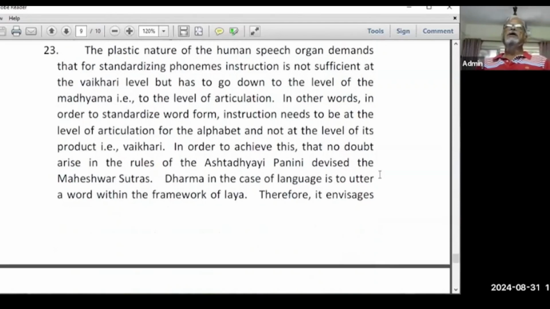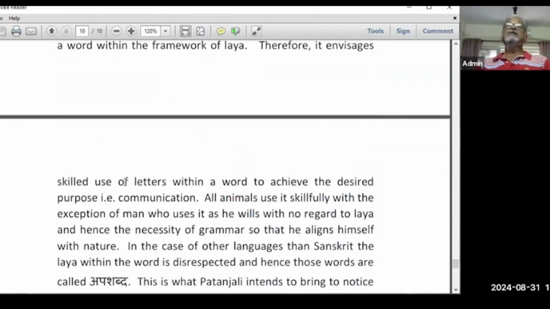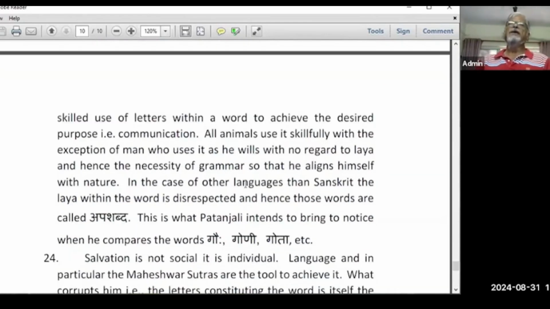Dharma in the case of language is to utter a word within the framework of law. Therefore, it envisages skilled use of letters within a word to achieve the desired purpose, that is communication. All animals use it skillfully, with the exception of man, who uses it as he wills, with no regard to laya, and hence the necessity of grammar, so that he aligns himself with nature. In the case of languages other than Sanskrit, the laya within the word is disrespected, and hence those words are called apashabda. This is what Patanjali intends to bring to notice when he compares the words gauh with goni, gota, etc.